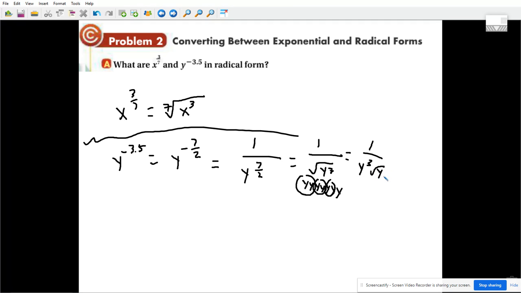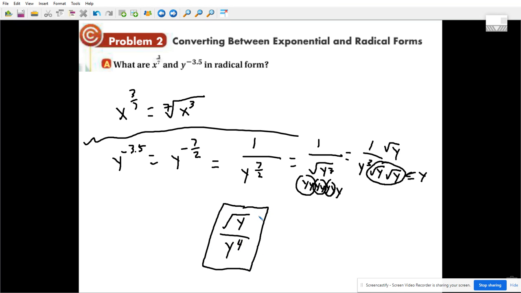Well, here's the problem. I'm not allowed to have a radical underneath the denominator. So I need to rationalize the denominator by multiplying top and bottom by the square root of y. On the top, I get the square root of y. On the bottom, the square root of y times the square root of y is equal to just y. So I have y to the 3rd times y to the 1st, which is y to the 4th. So that little problem, y to the negative 3.5, technically simplifies to the square root of y over y to the 4th, just going through all my exponent rules.